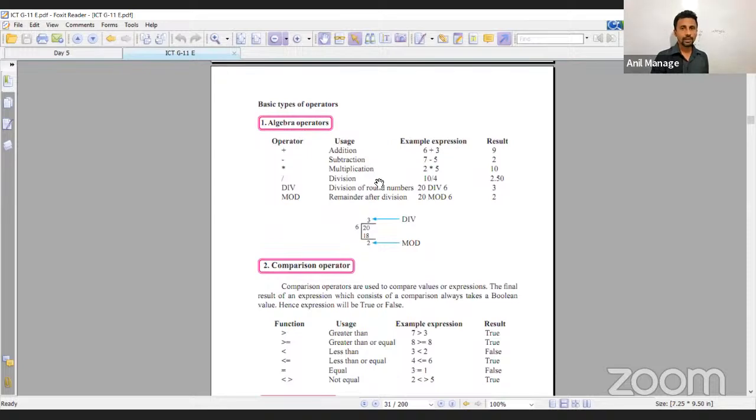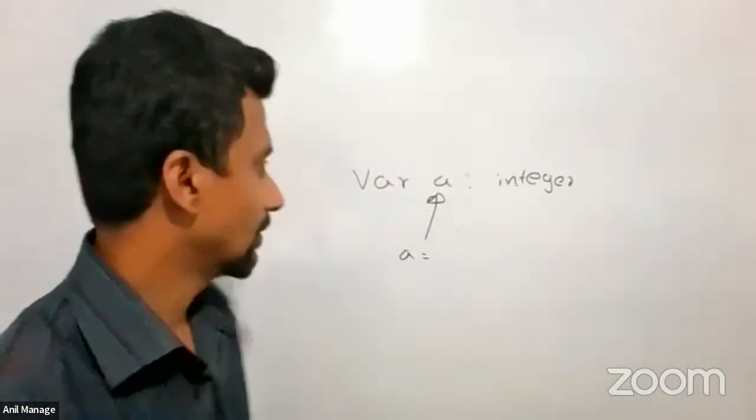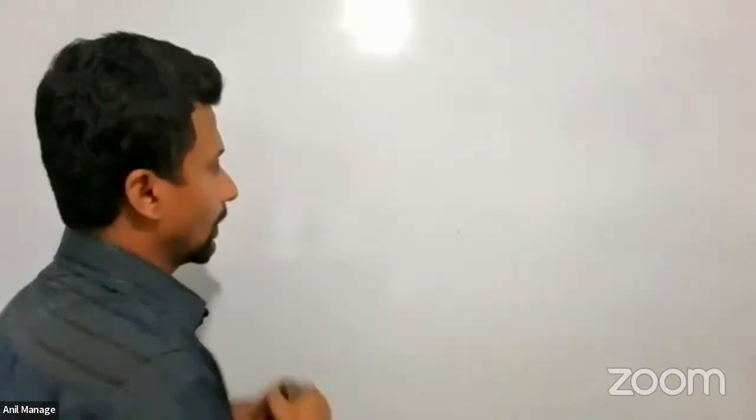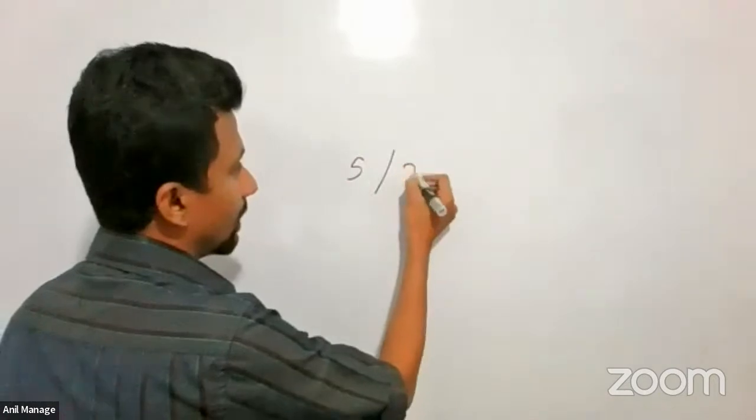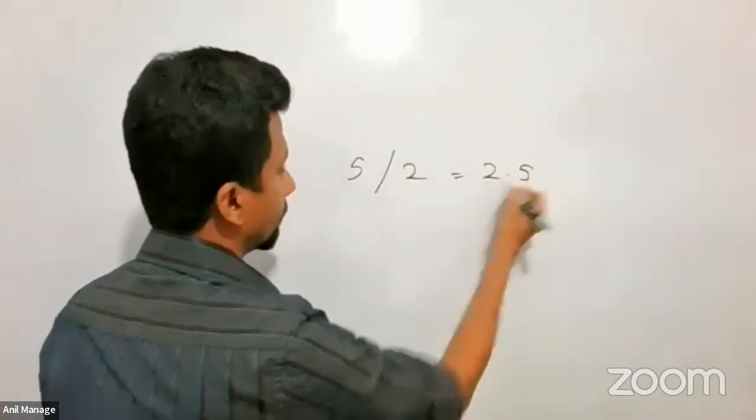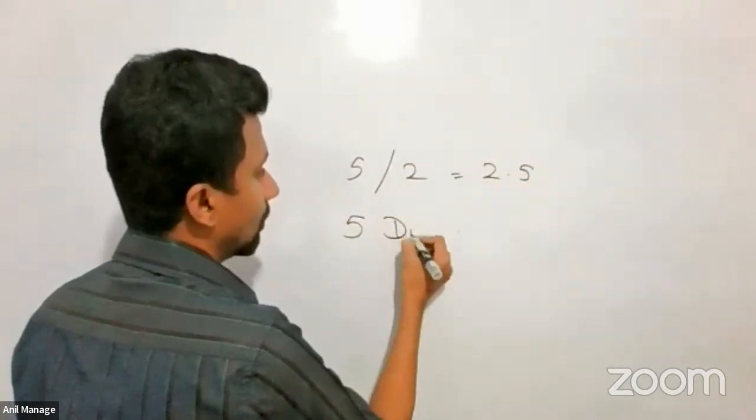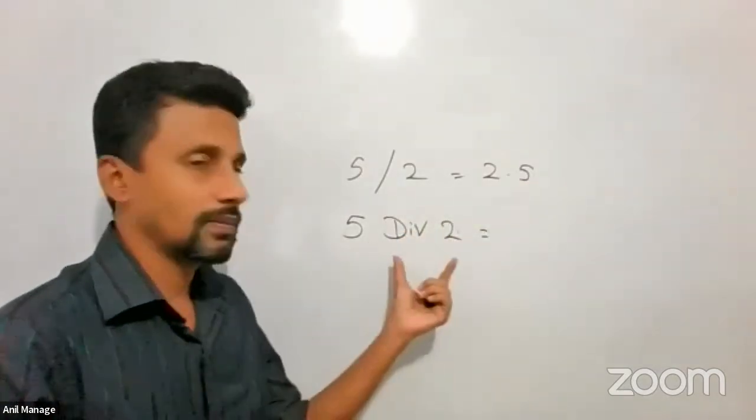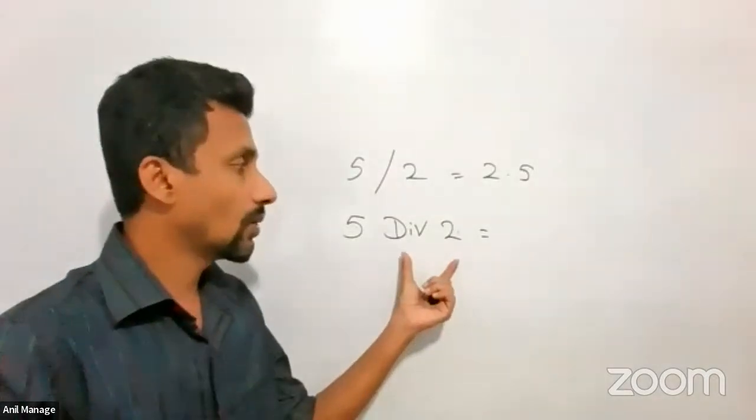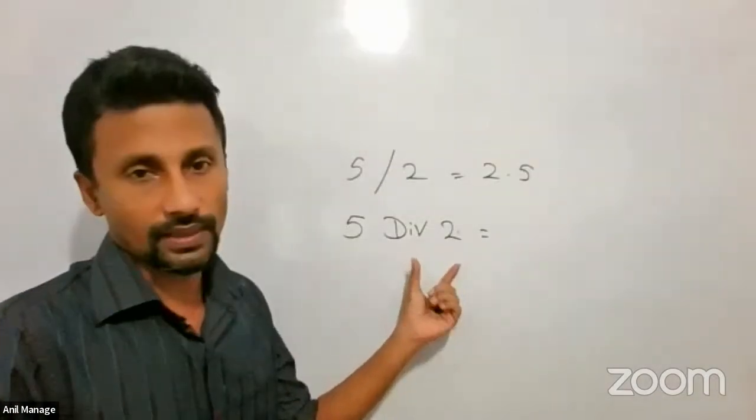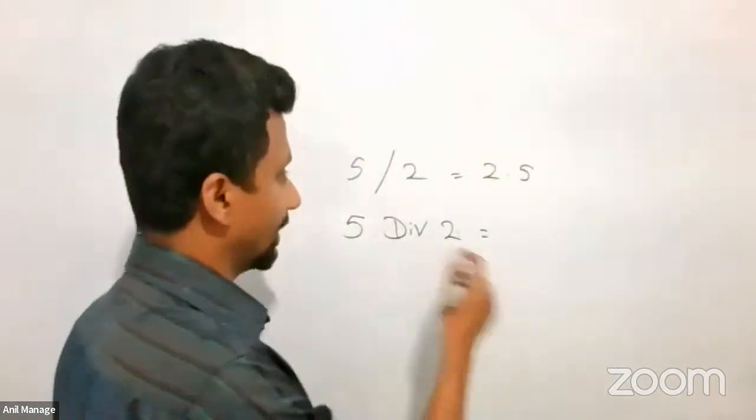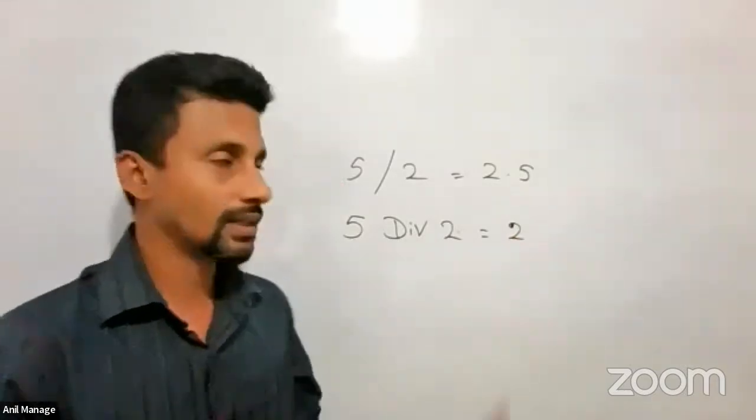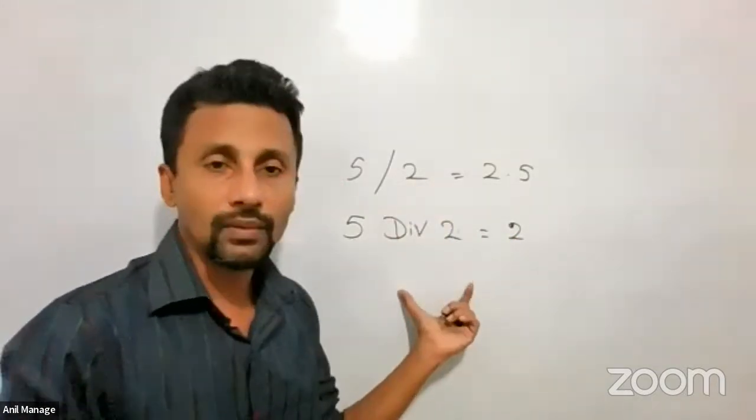Div and mod. Now the difference is when you take div, right? 5 divided by 2, you get 2.5. But 5 div 2 means you are going to divide 5 by 2 and ignore the decimal place, the decimal point. So that is the difference between division and div, right?